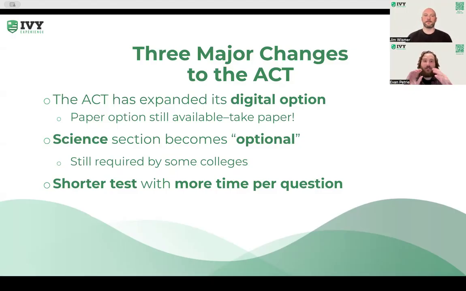I would say one of the biggest changes in terms of the test is that the science section of the ACT has become optional at registration. Just like the writing section of the test has been optional for quite a while, the science section is now optional. This means it is no longer included in the composite score of the ACT. It is reported as a separate score.